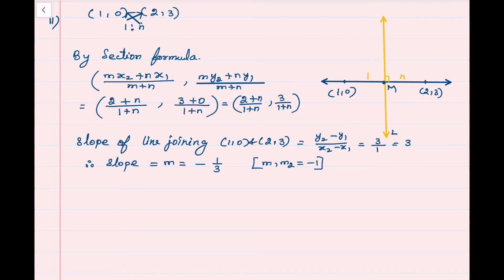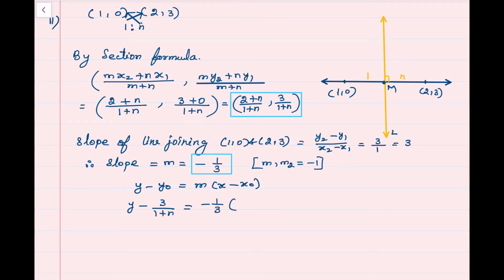We know the point and we know the slope. We will use the point-slope form. The formula is y minus y0 equal to m times (x minus x0). Therefore, (y minus 3 divided by 1 plus n) is equal to m, which is minus 1 by 3, times (x minus 2 plus n divided by 1 plus n).